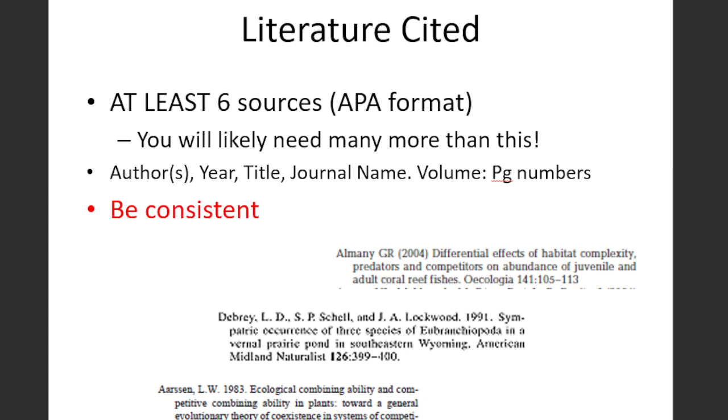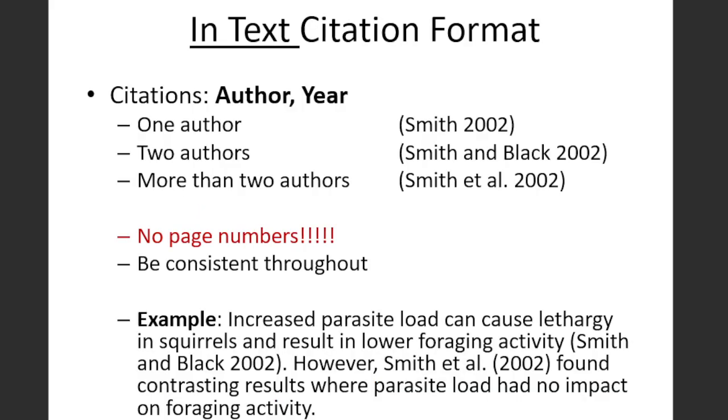You need at least 6 sources in APA format. You will likely need more than this, but at least 6. And try to be consistent. So here's the citation format for in-text citations. One author, you just have their last name and the date. 2 authors, last name and last name, date. More than 2 authors, the first person's last name et al., then the date. No page numbers, and be consistent throughout.